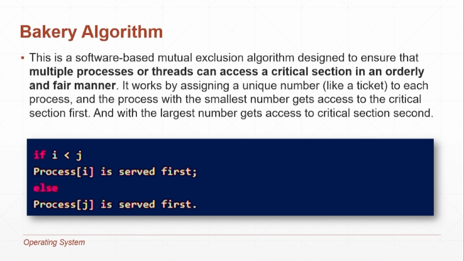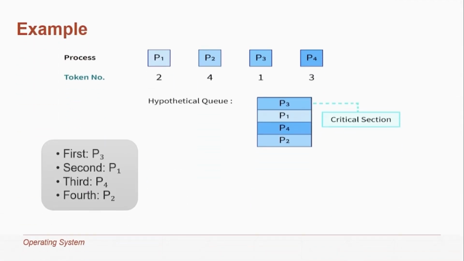Here I have just added a picture of the code where if else is used. If i is less than j, then process i is served first. If j is less than i, then process j will be served first. So let's step ahead toward the bakery algorithm example. Here I have mentioned the example of bakery algorithm.